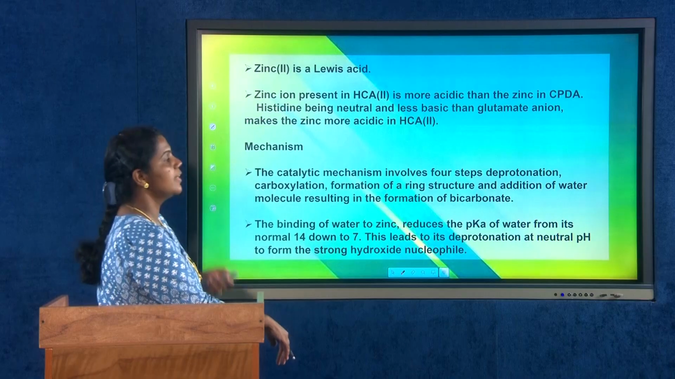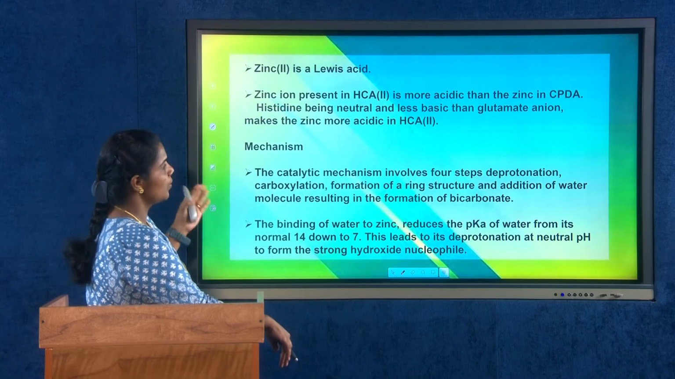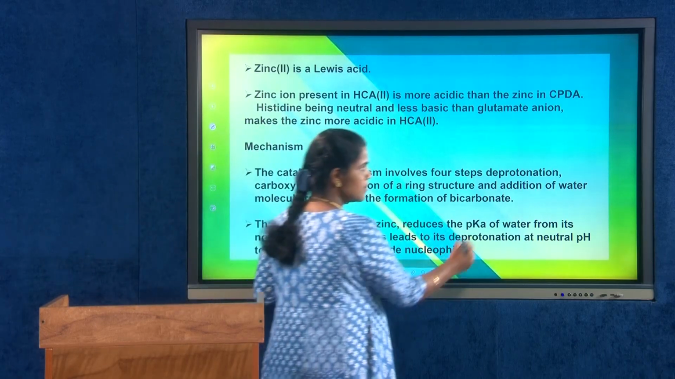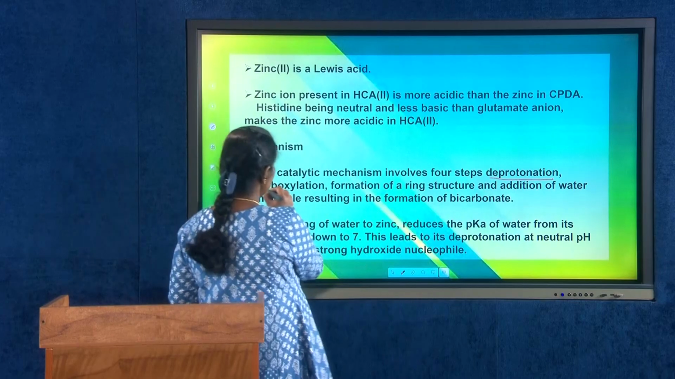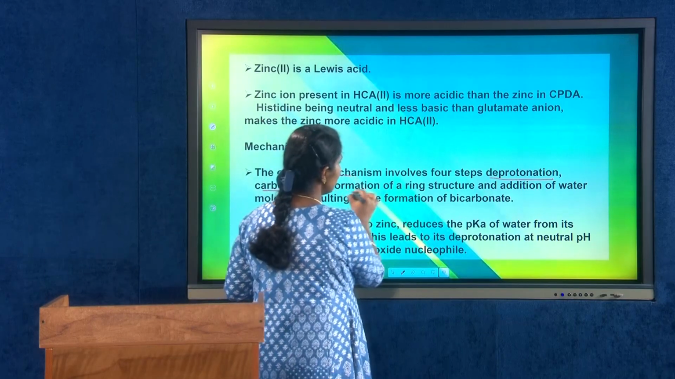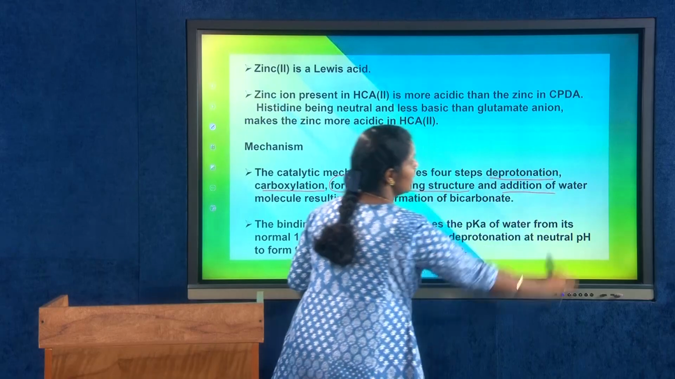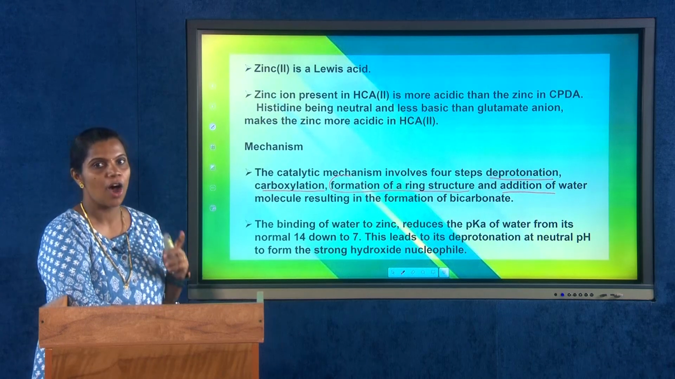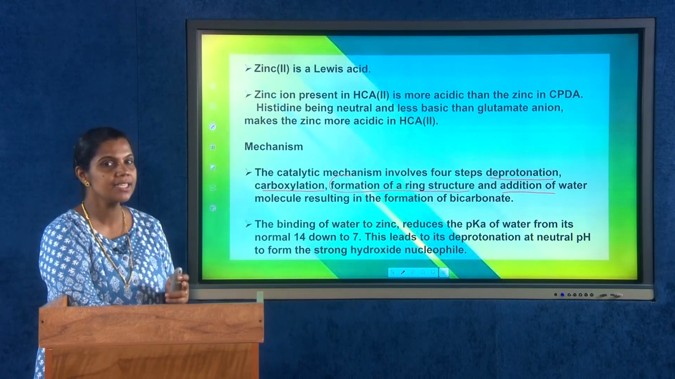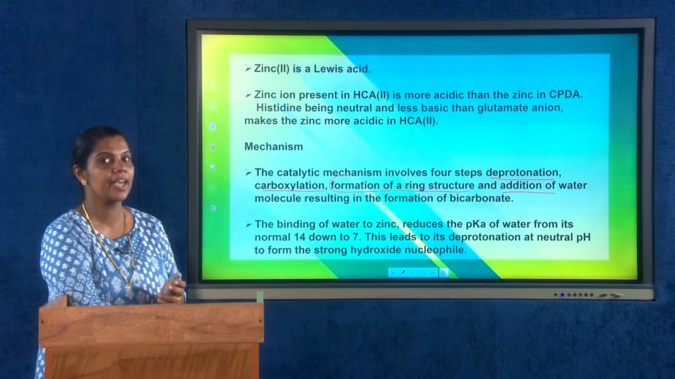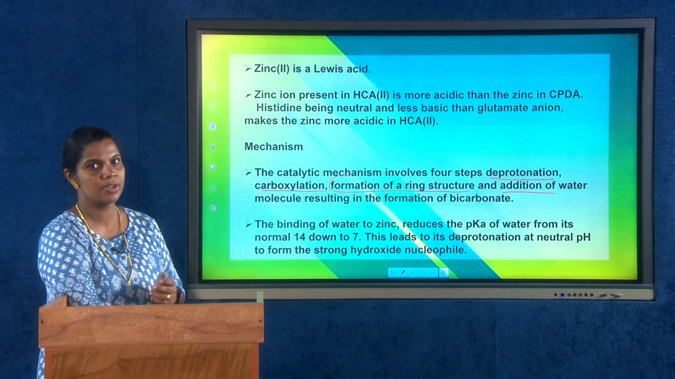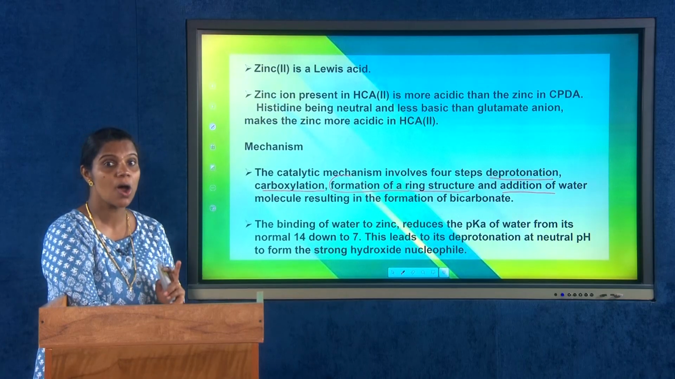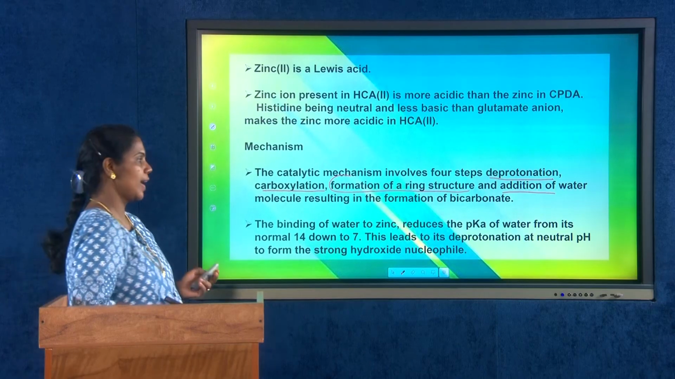We have already seen the mechanism of carbonic anhydrase. It involves 4 steps mainly: deprotonation, carboxylation, formation of the ring structure, and finally the addition of a water molecule that will result in the formation of the bicarbonate. The binding of water to zinc reduces the pKa of water from its normal 14 to 7, and this leads to deprotonation at neutral pH to form the strong hydroxide nucleophile.